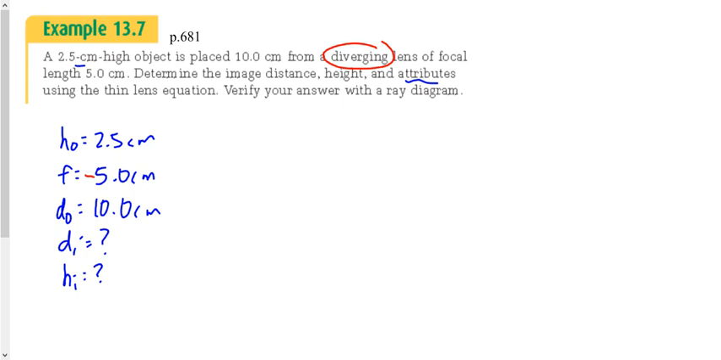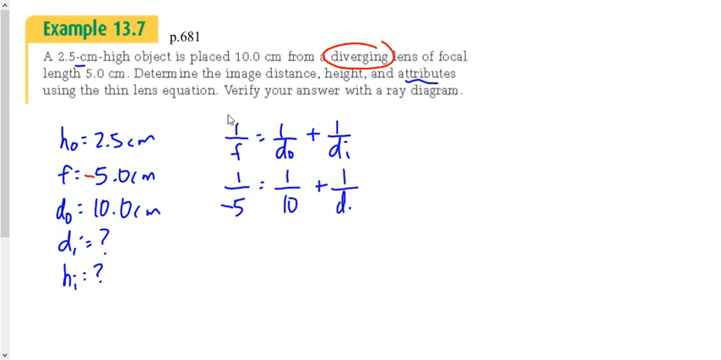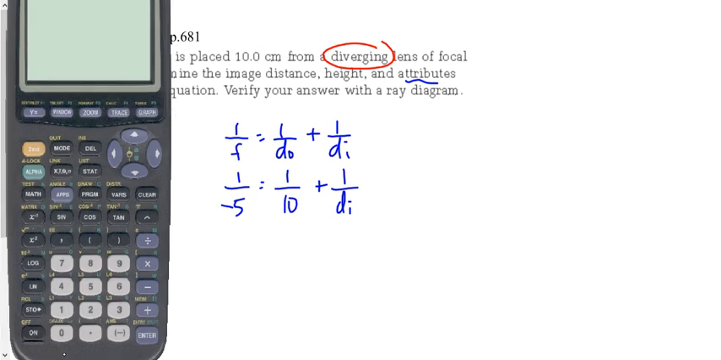Here's what I'm going to do. Let's solve for DI first, and let's use the thin lens equation to do that. 1 over F is equal to 1 over DO plus 1 over DI. 1 over -5, not 5, is equal to 1 over 10 plus 1 over DI. How many of you guys feel like you're good with fractions? The good news is you don't really have to be that good with fractions in these questions. There's a little trick on your calculator that we can use.